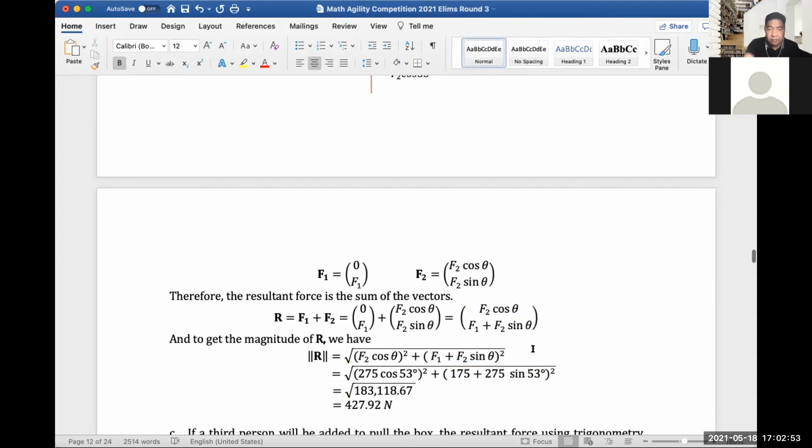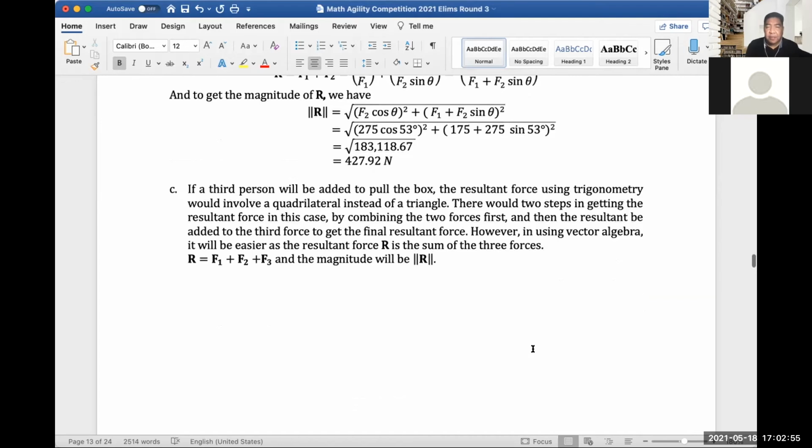And then let's move to question letter C. So the question is that if another person pulled the box together with those two people we mentioned, the resultant force using trigonometry would involve a quadrilateral instead of a triangle. Because there's another force added, it's not a triangle anymore, but a quadrilateral. There would also be two steps in getting the resultant force in this case, right? First, we combine the first two forces and get the resultant, and then add the third force to the resultant to be able to get the final resultant force. So that's how the trigonometric solution would be.